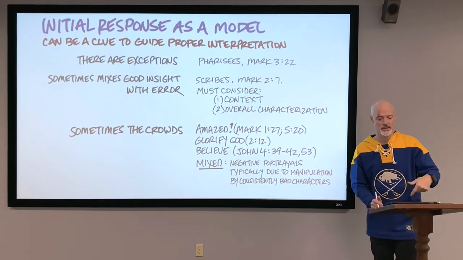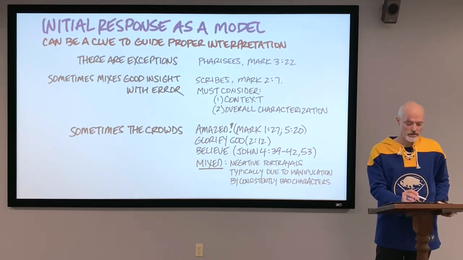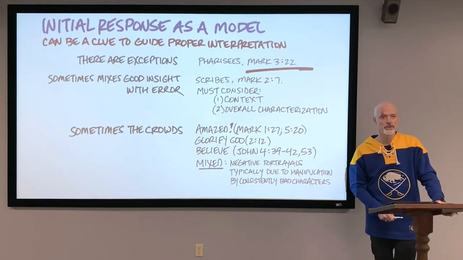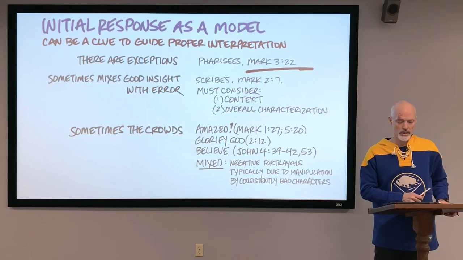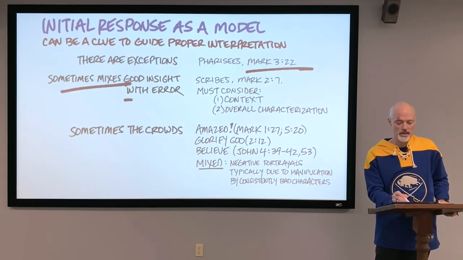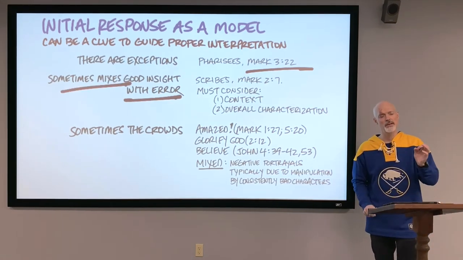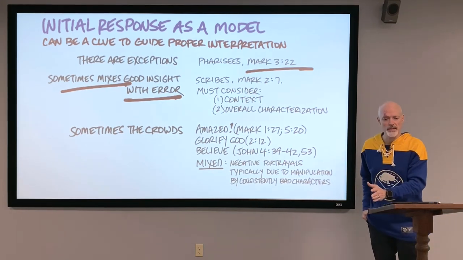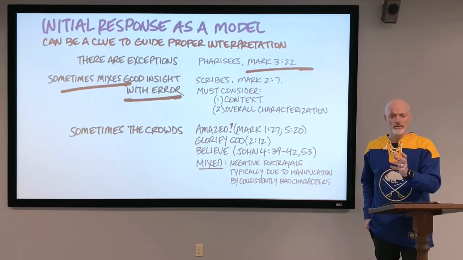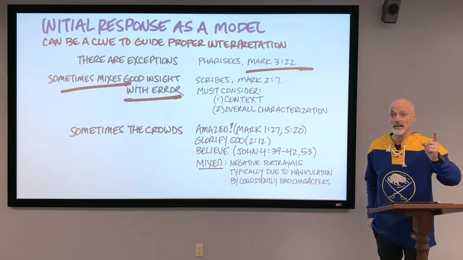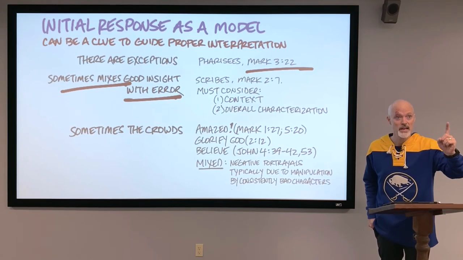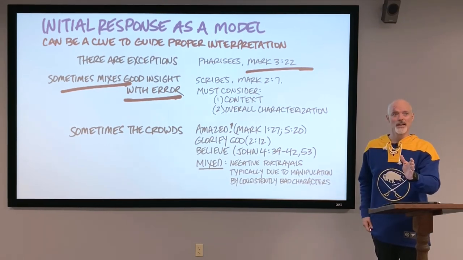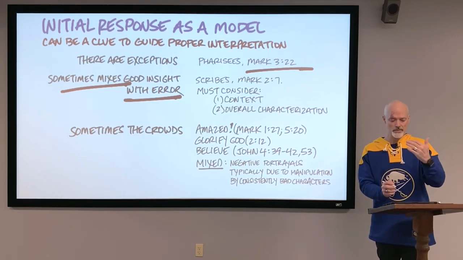Now, there are exceptions to that. The Pharisees do not react properly at the initial response to Jesus' miracle in Mark 3:22. Sometimes the reaction will mix good insight with error, like in Mark chapter 2, when he forgives the man's sins, they say, well, who can forgive sins but one God? That's correct. But then they say, this man blasphemes. Well, that was incorrect, because then he heals the man. So sometimes there's a mixed response.